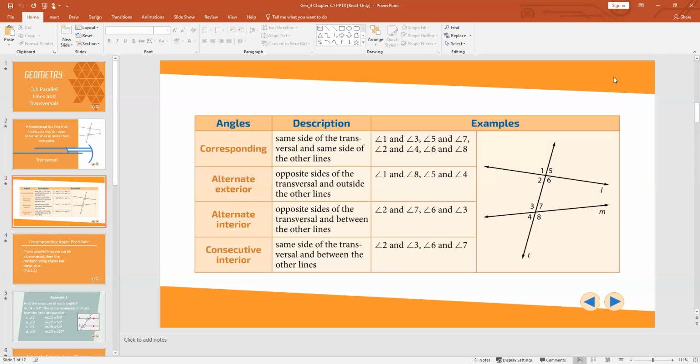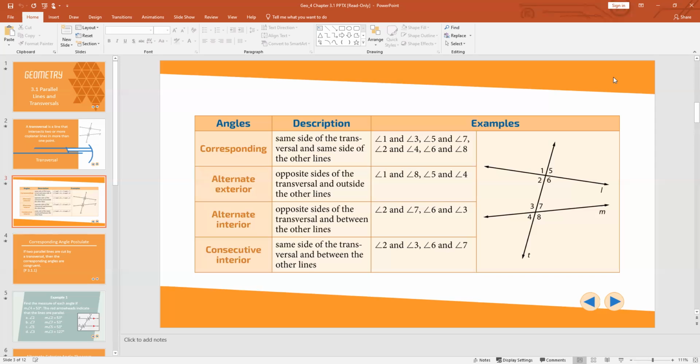And then your last one is the consecutive interior, the same side of the transversal and between the other lines. So 2 and 3 and 6 and 7. Now, the reason it is so important to understand what corresponding, alternate exterior, alternate interior, and consecutive interior mean is because the theorems will explain how these angles are related to each other.